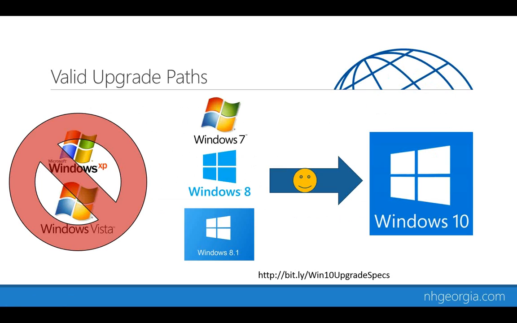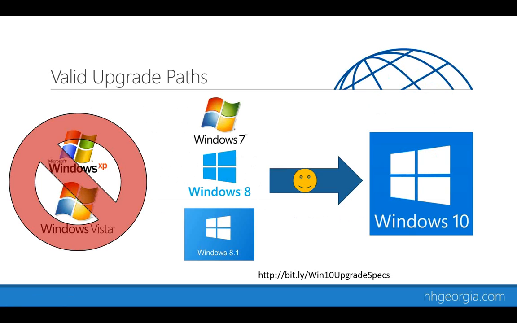If you're still on Vista or Windows XP, you miss out on this train completely. There is no valid upgrade path. And by that, what I mean is you cannot do an in-place install. You cannot install Windows 10 on top of Windows XP or on top of Vista.